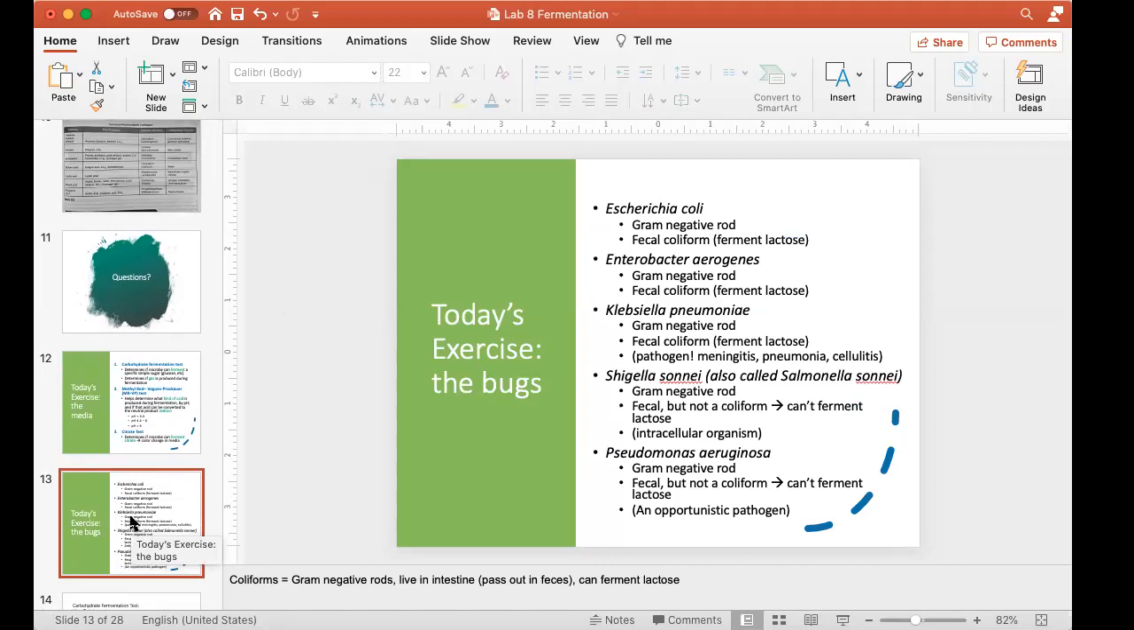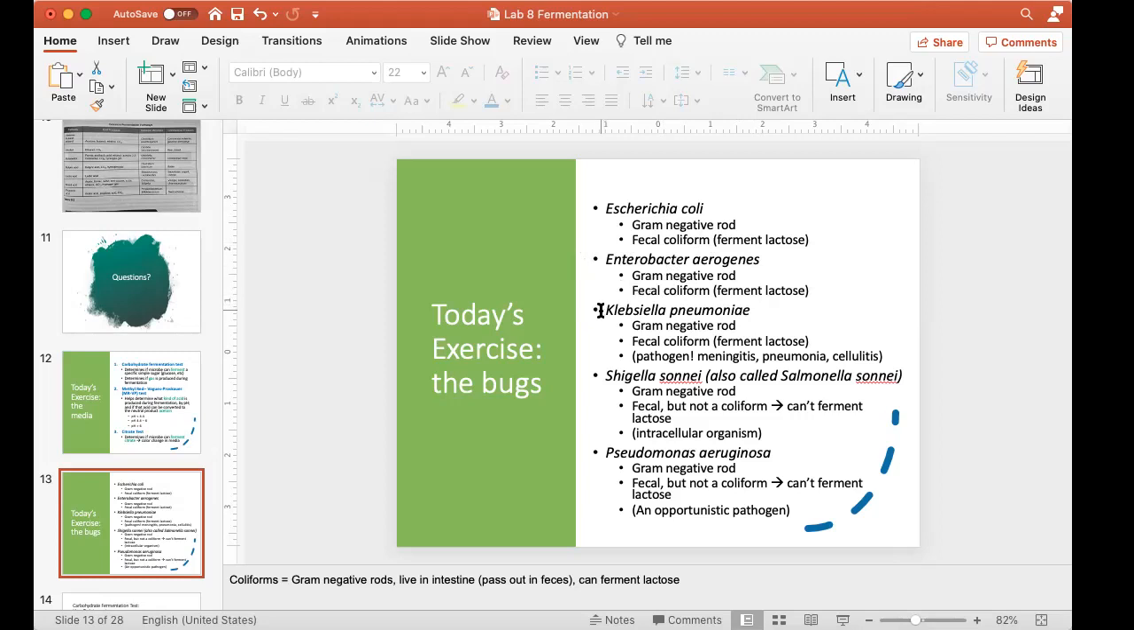All right, here's the list of the organisms we're going to use today. You can see our old friend E. coli on the list. Remember, E. coli is a gram-negative rod. It lives in the intestine, so we refer to it as an intestinal or enteric or fecal organism. It's also considered a coliform. You'll see that term a lot. All a coliform is, is an intestinal type of organism, or again, fecal organism, that can ferment lactose. The second one is called Enterobacter aerogenes, also gram-negative, also a rod, also lives in the intestine, also a coliform. So you can see these two organisms are pretty closely related.